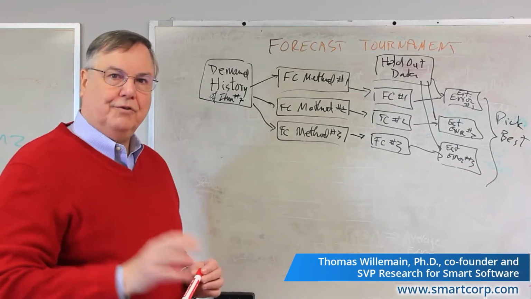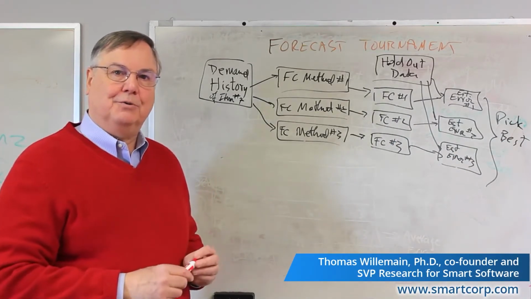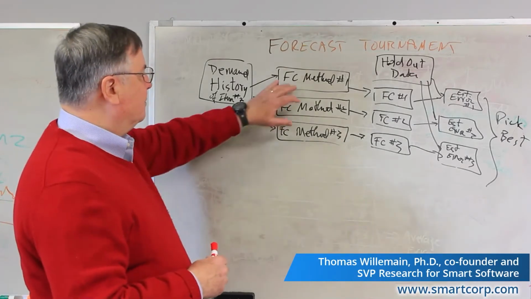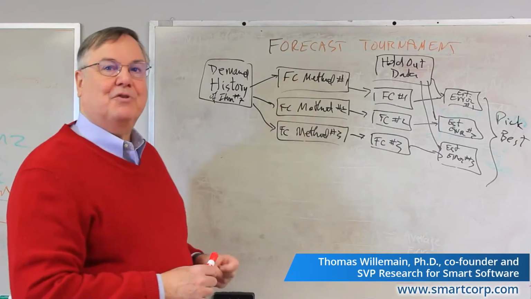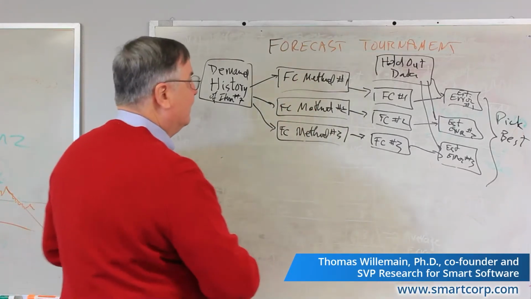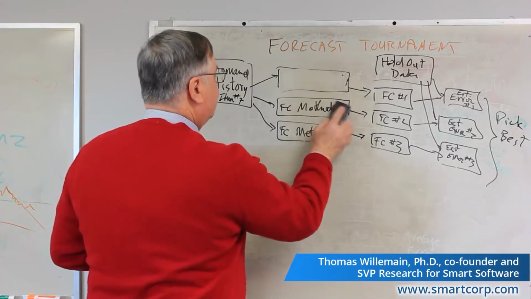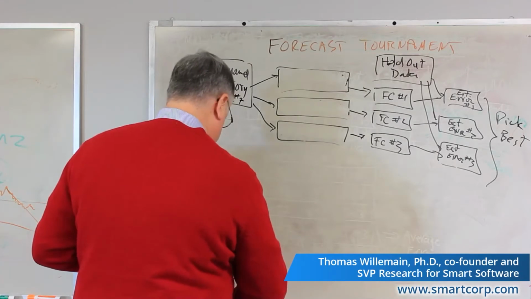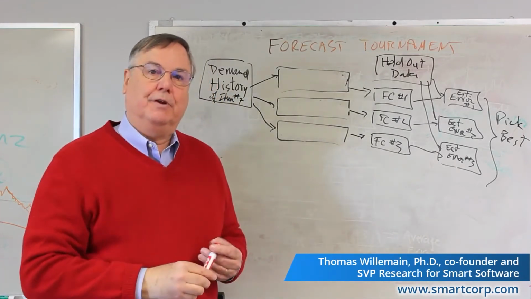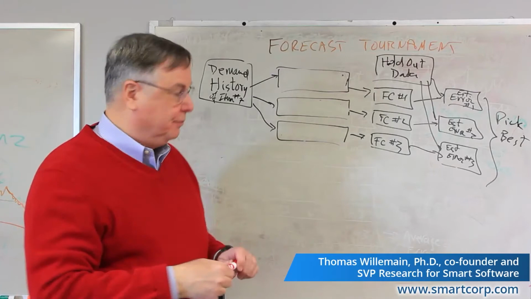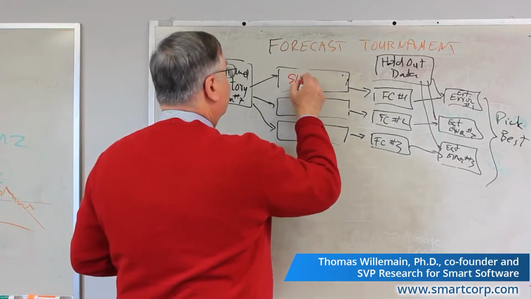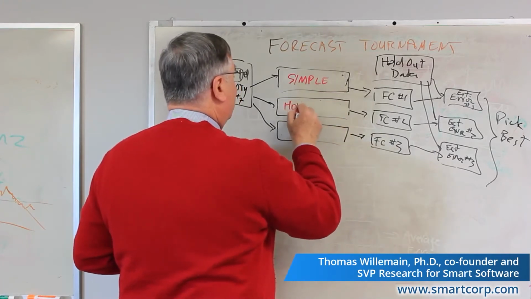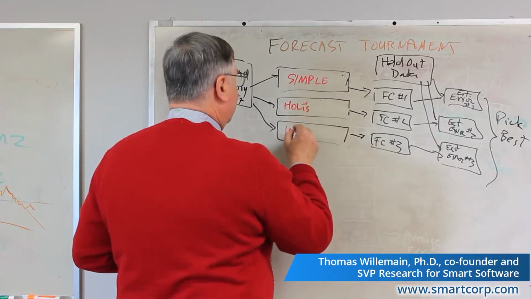So let's stop for a minute and connect back to something that was mentioned in one of our earlier blogs. Let's be a little more specific about these anonymous method 1, method 2, and method 3. So let's replace these with actual techniques. If you caught the video blog about exponential smoothing methods, you'll remember that one of them was called simple or single exponential smoothing, another was called Holt's, and another was called Winters.